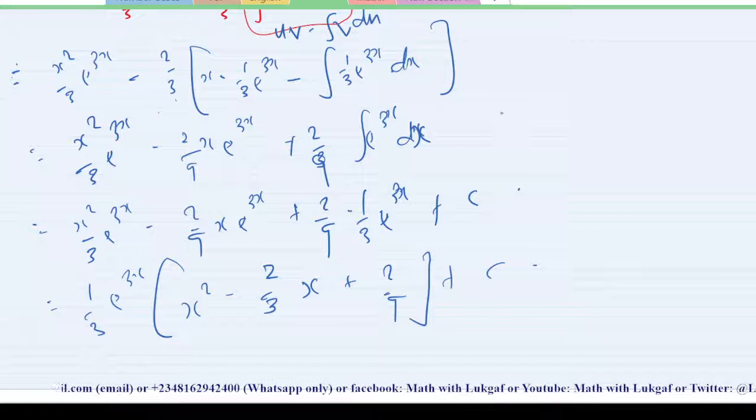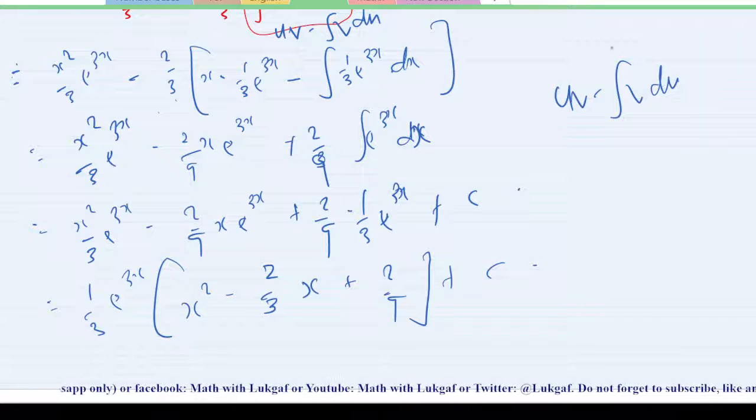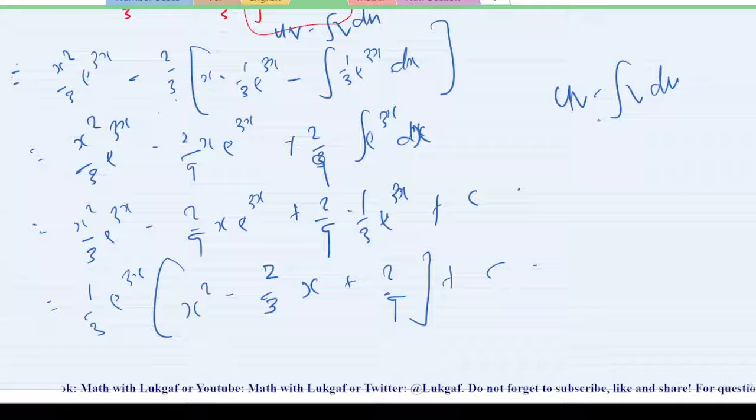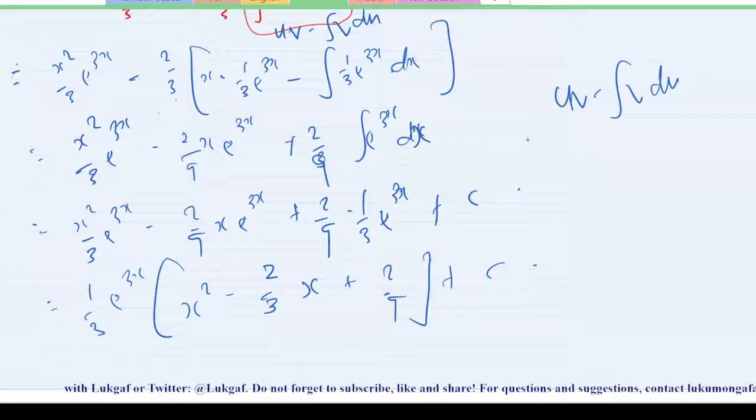Don't forget you put it in this formula, uv minus the integral of v du, and don't forget your priority order of taking u. The one you take for u, you differentiate; the other one you integrate to get v.